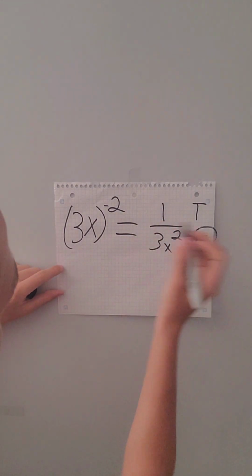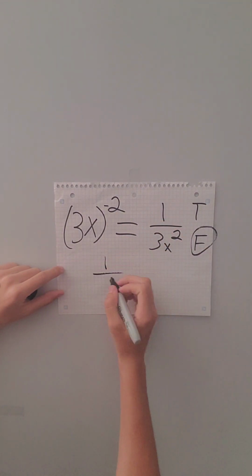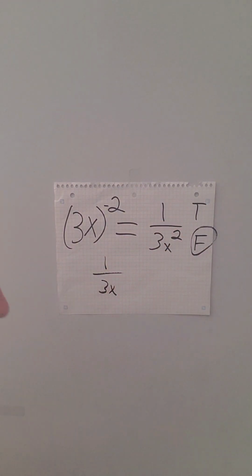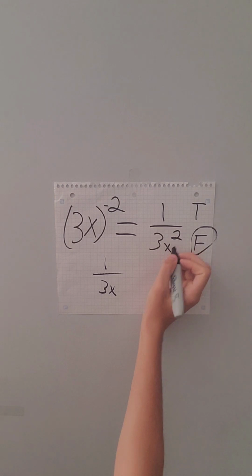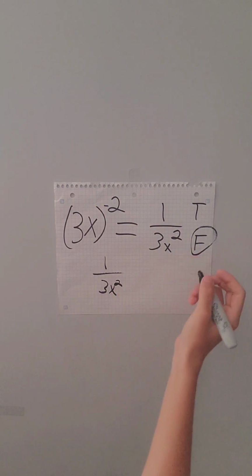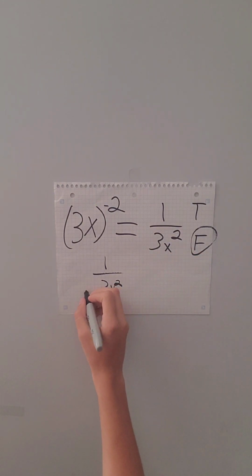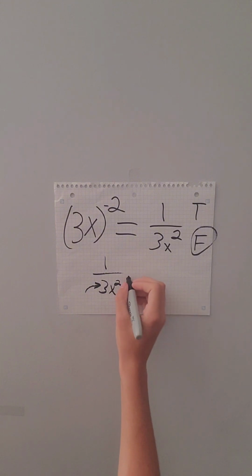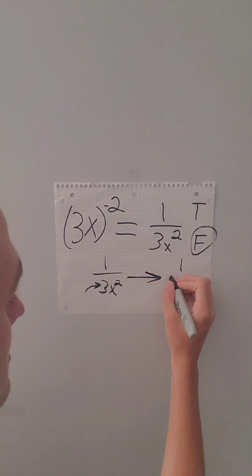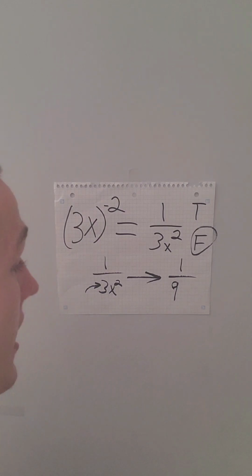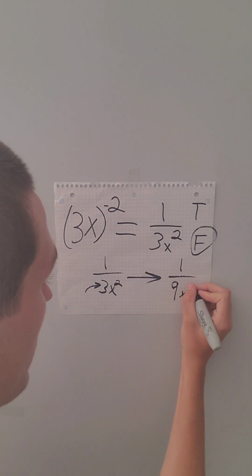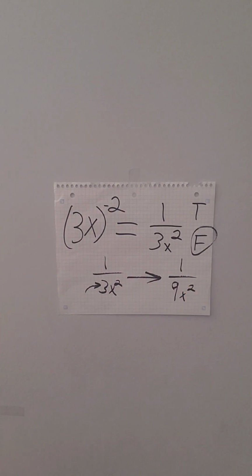You see a negative, so of course you put the 1 over, and then you get the 3 and the x, right? Now that makes a lot of sense. However, this square part, although the x does get squared here, so this is technically correct, you have to do the same thing to this 3 right here. So in actuality, the answer is 1 over 9x squared, because 3 squared is 9. See what I did there?